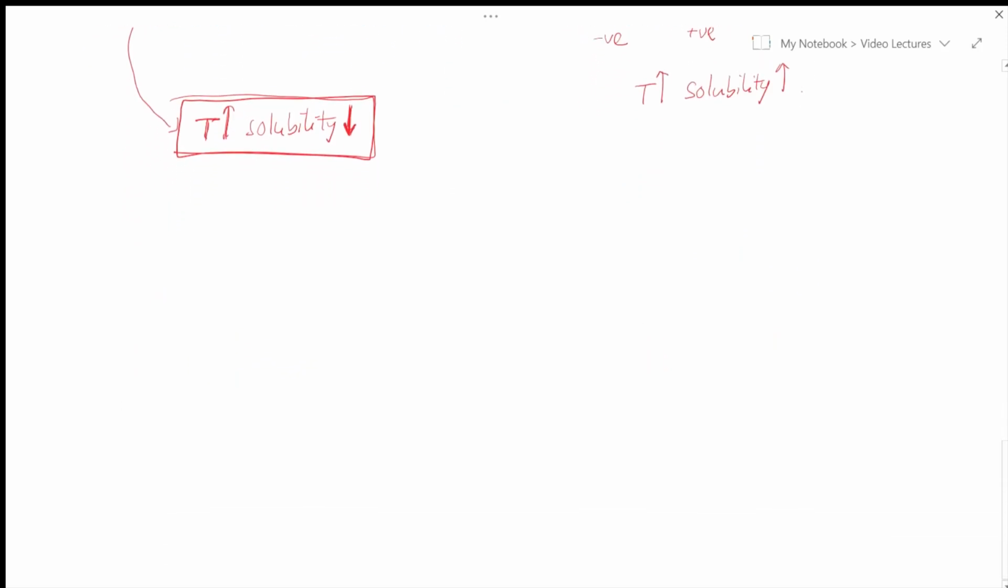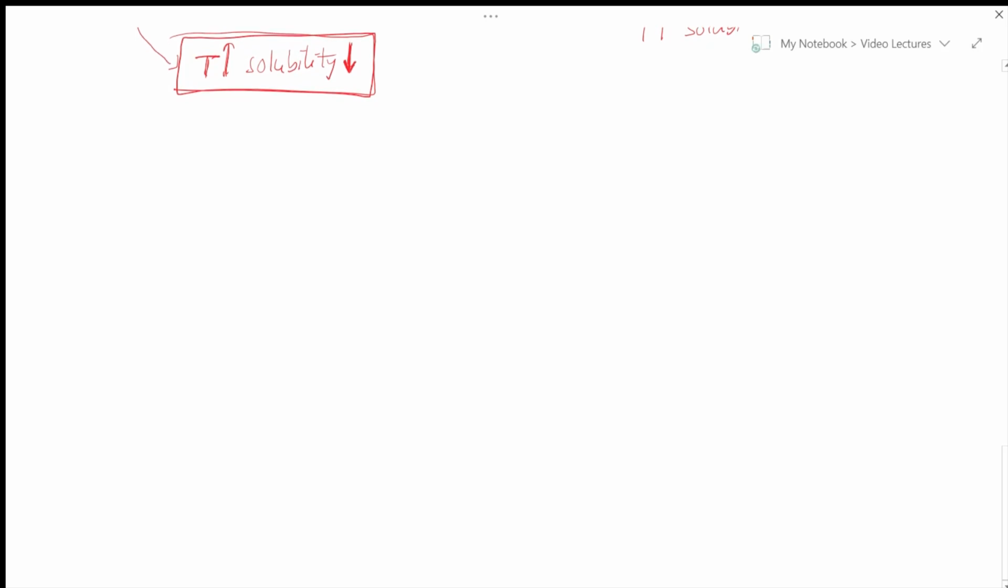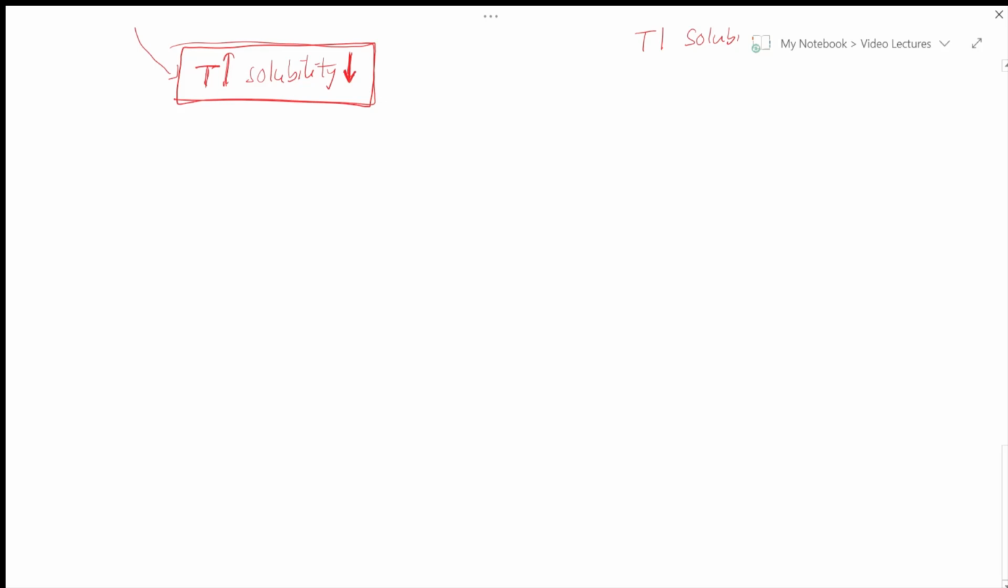Now, when you want to evaluate the vapor pressure for this scenario, that is when a solid has been dissolved in liquid, then it's found that vapor pressure of the solution is less than vapor pressure of the pure solvent. Dissolution of a solid in a liquid results in lowering of vapor pressure of the solution.